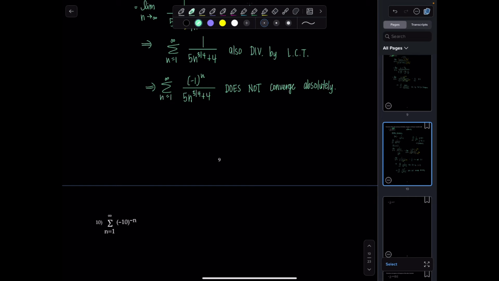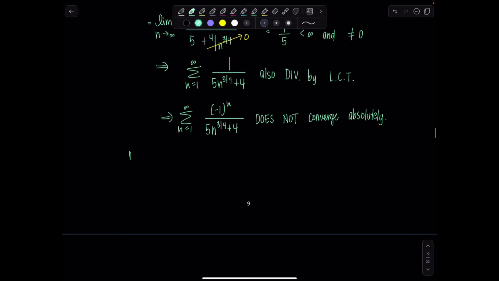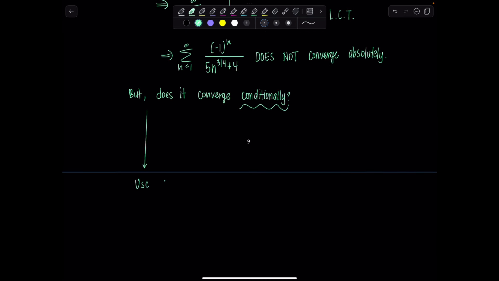I need more space. So let's address that. Does it converge conditionally? When you test for conditional convergence, you always use AST. Always and forever. Don't you love it? My students love it when I have an always statement for them. Use alternating series test.